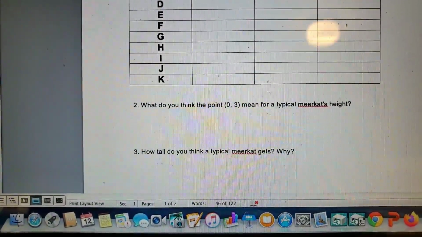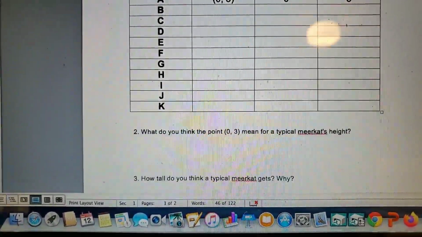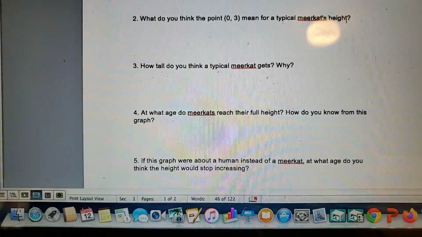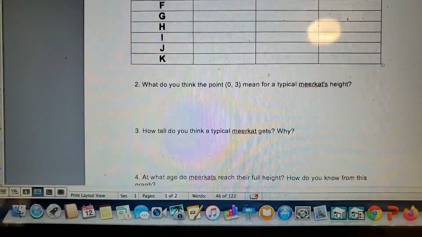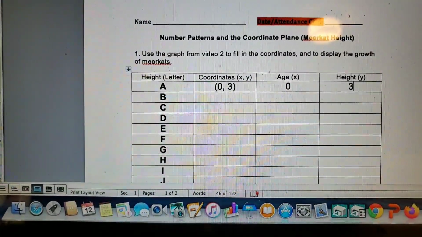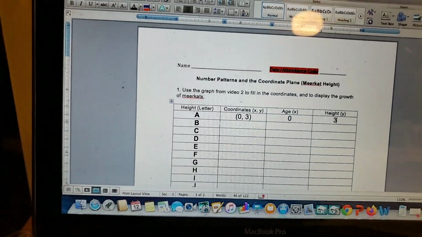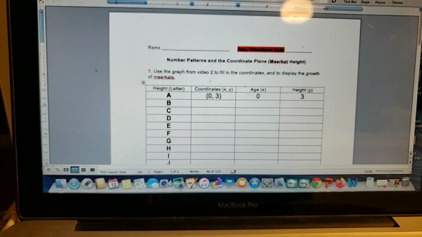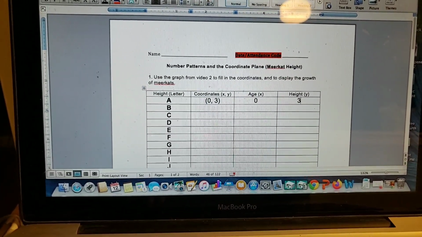And then after you fill this out, answer the last 4 questions, and that will be it. So once again, if you have any questions, just contact me on Google Classroom or Class Dojo.